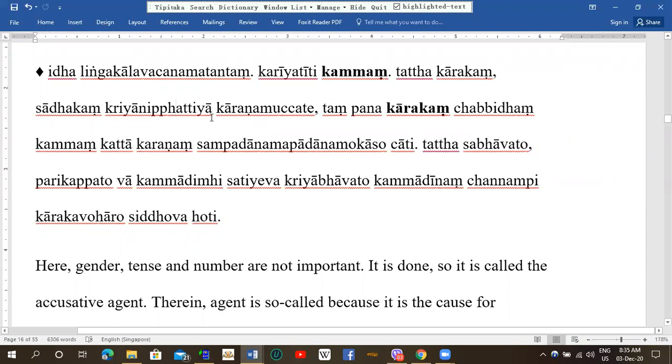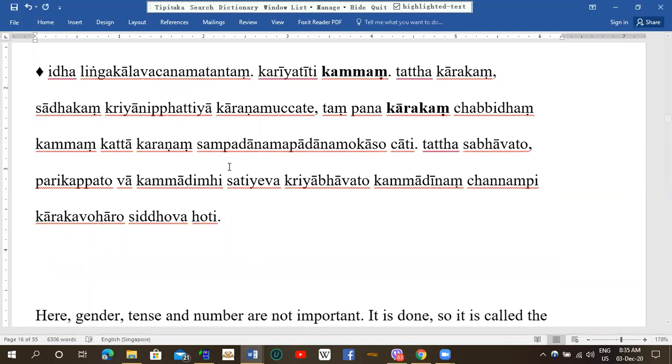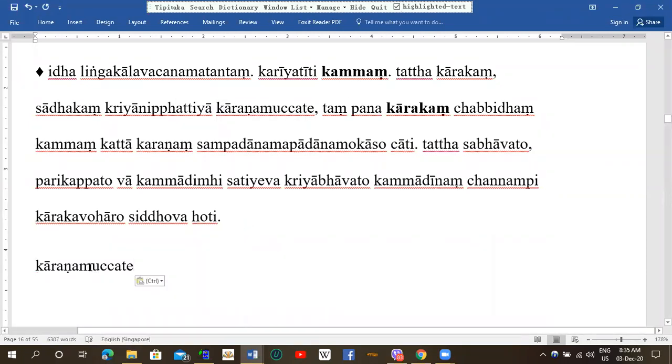Okay, how to translate? Karana. Karana is cause. Karana mochati, we shall separate karana mochati. Karana is cause.